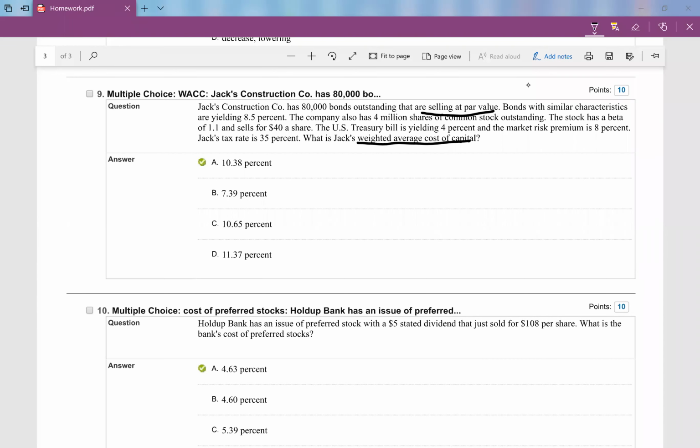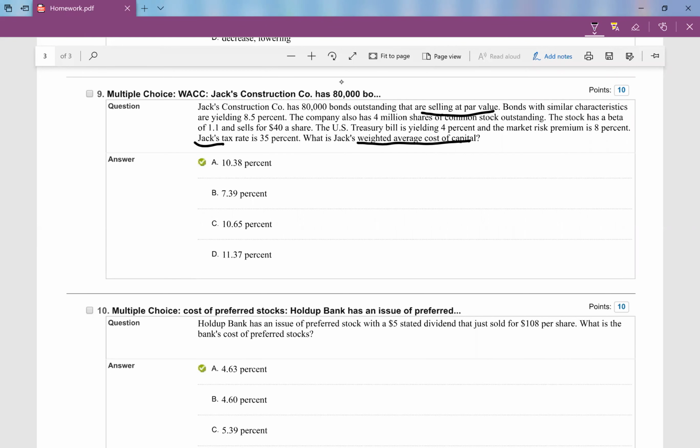With a yield of 8.5%. The company also has 4 million shares of common stock outstanding. The stock has a beta of 1.1 and sells for $40 per share. The US Treasury bill is yielding 4% and the market risk premium is 8%. JAC's tax rate is 35%. What is JAC's weighted average cost of capital?